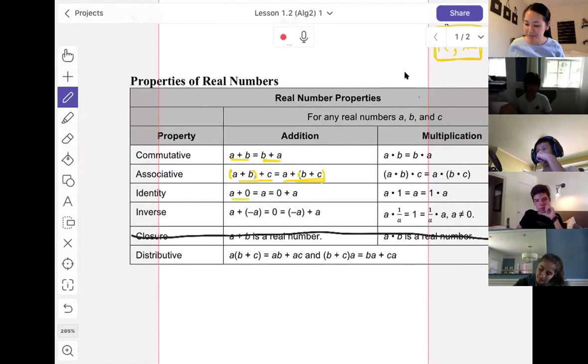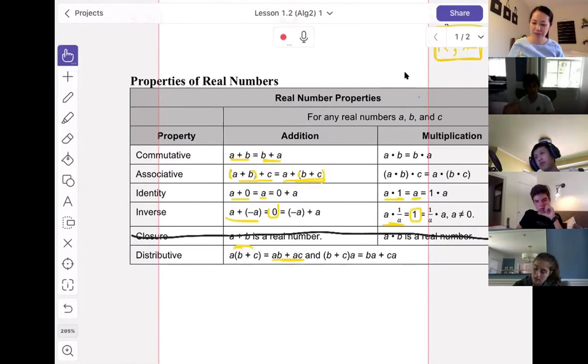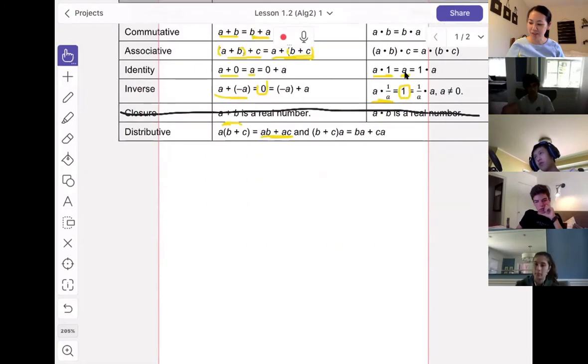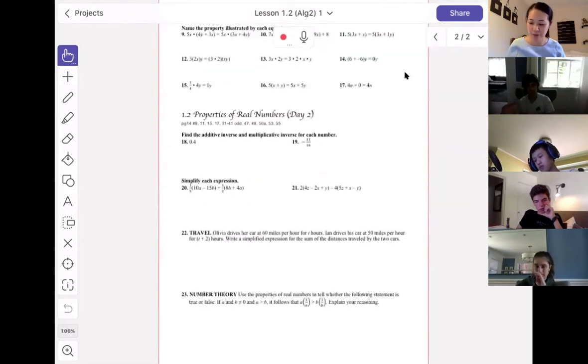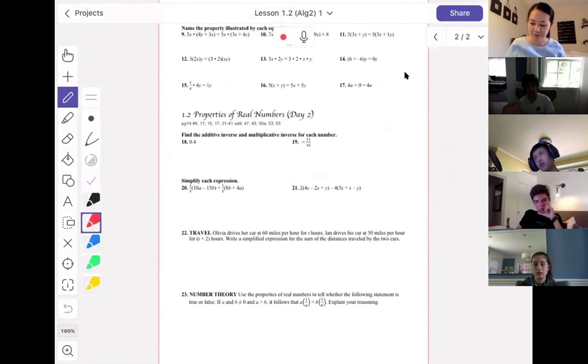Identity is if you add 0 and get the same number, or multiply by 1 and get the same number. Inverse is if you add opposites and get 0, or multiply a number times its reciprocal and get 1. Distributive is when you multiply into a parentheses. Quick refresher on those properties. Your goal is to identify when those properties are being used. Let's practice that.